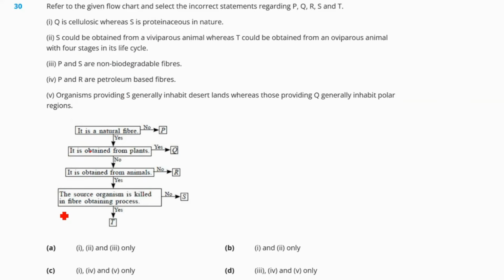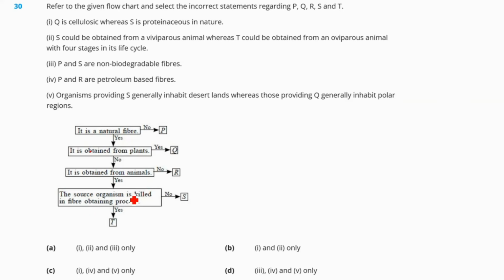Question number 30. Refer to the given flow chart and select the incorrect statement regarding P, Q, R, S and T. So let's find out. Is it a natural fiber? No, that is P. So P can be any synthetic fiber. Yes, it is obtained from plants. Yes is Q. Obtained from plants can be anything. It can be linen, cotton, flax, hemp, jute, anything. No, it is obtained from animals.